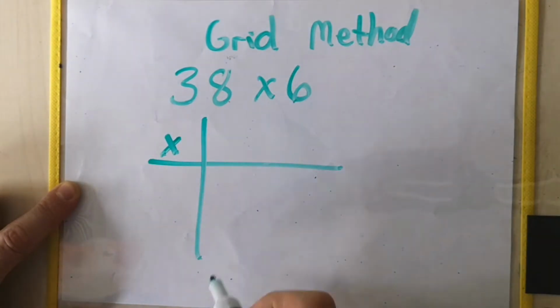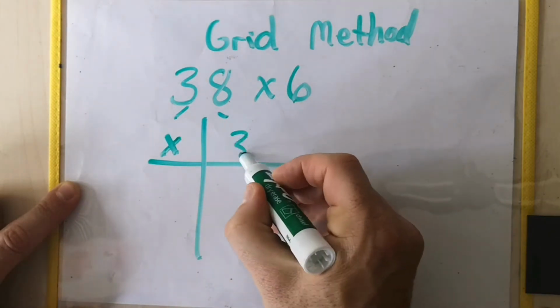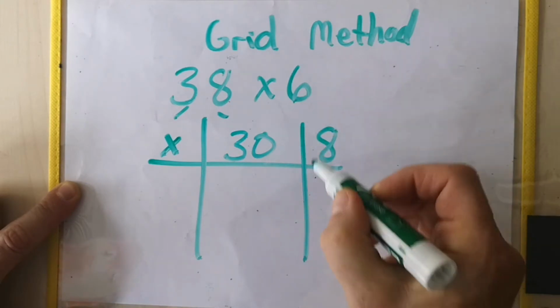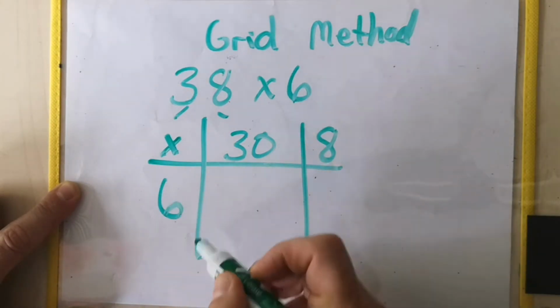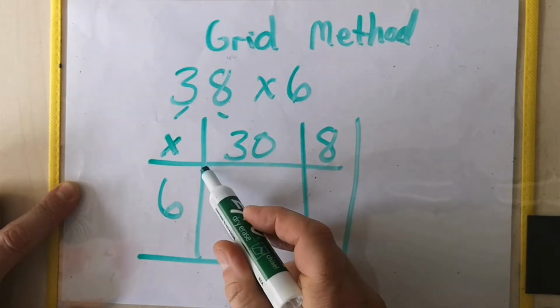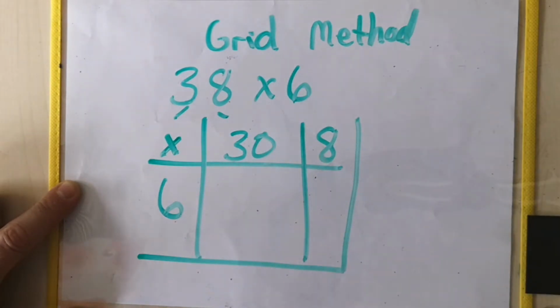looks like this. I am going to partition the 38 into a 30 or 3 tens and 8 ones. I'm going to move the 6 over to this side here. I can interchange. The 6 can be on the top and the 30 and the 8 can be here. It doesn't matter. So now what I'm going to do is I'm just going to multiply.